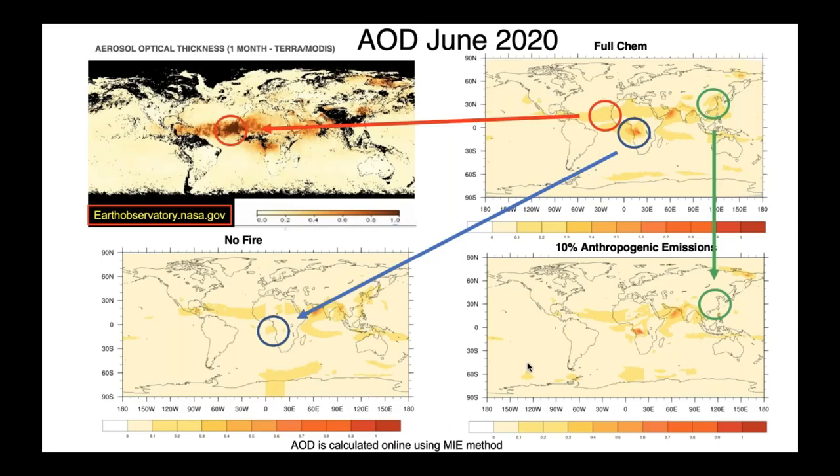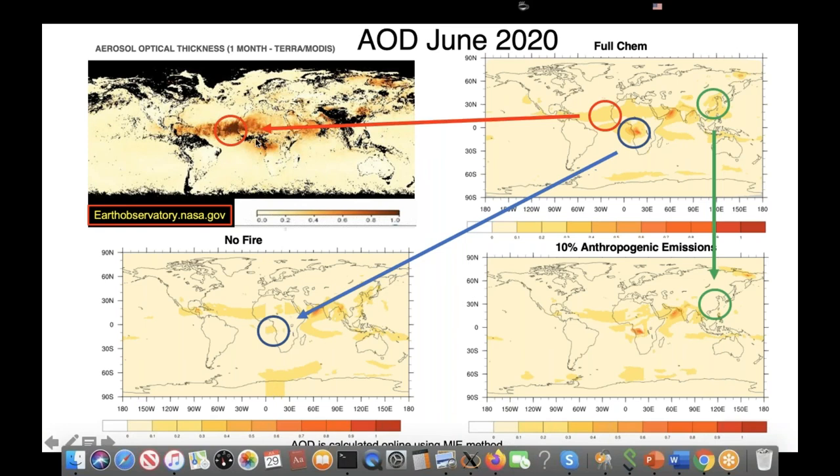So here is what we have. We look at the aerosol averaged over the month of June, which is the second month of the integration, in order to compare to the aerosol optical depth from the NASA website. We try to match the color bar as much as we can. In this upper left panel, I circled in red the dust storm with AOD bigger than one.